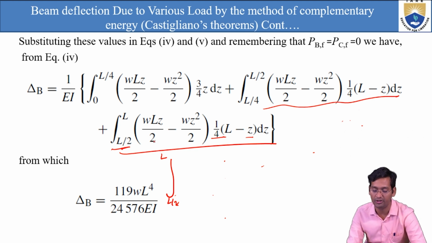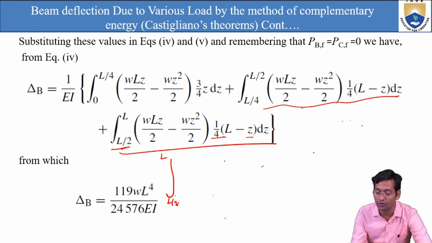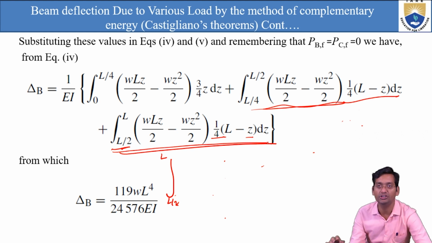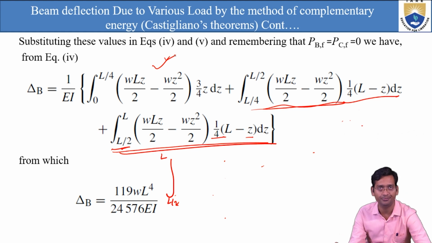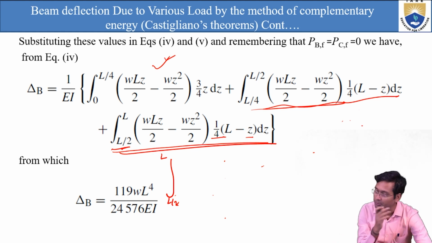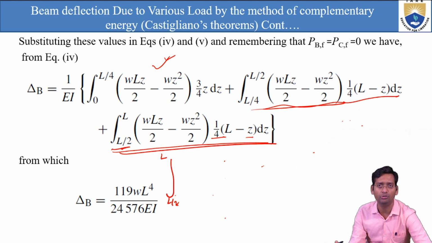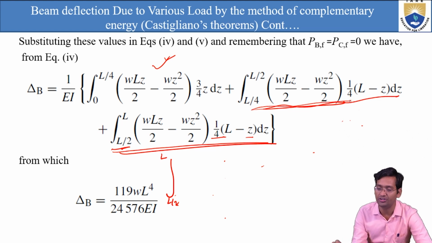Just see here, WLZ by 2 minus WZ square by 2 into 1 by 4 L minus ZZ. So same is there. Either you can do it, but here what we can see, this is for what? From B to C, and this is from C to D. But both are coming same. So directly we can also take from where? Directly L by 4 to L. But what we did, we found separately for A to B, B to C and C to D. So that's why we added all the 3 terms.